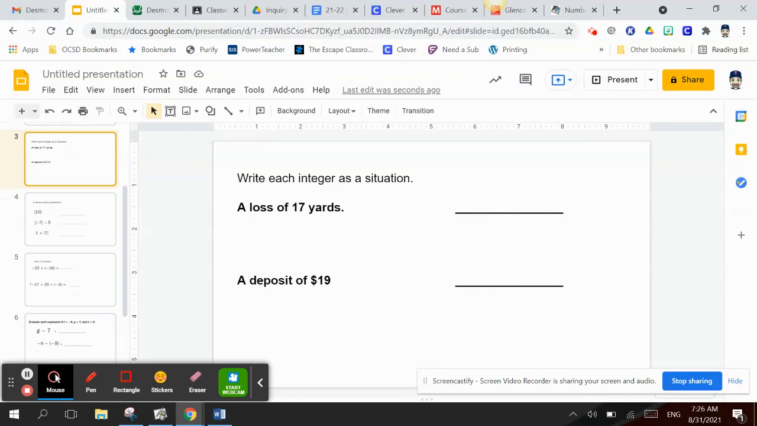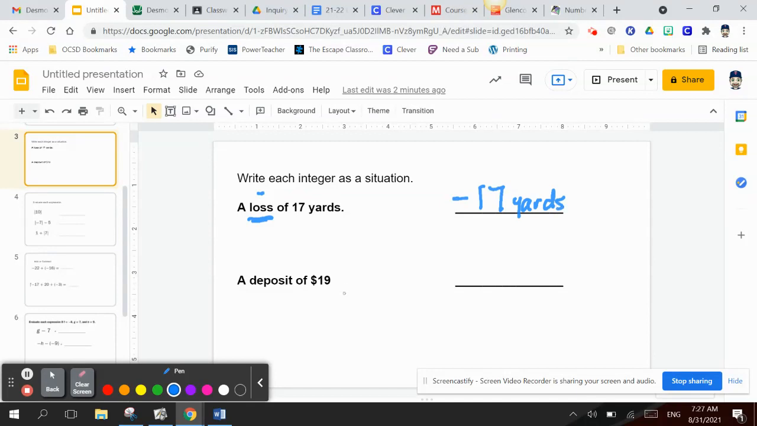Write an integer as a situation. So this one here is where we have to use some words. So it says a loss of 17 yards. As I look through that, a loss tells me that that's a negative thing. Quarterback lost 17 yards on Friday's game. That means the ball went back 17 yards. So it's a -17 yards. And always make sure you have your label.